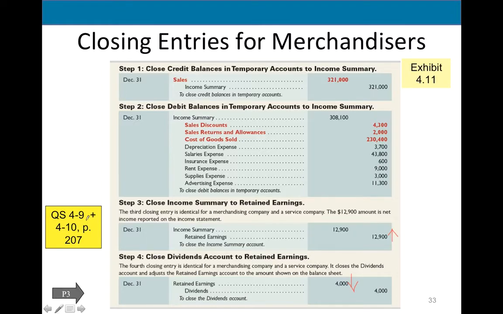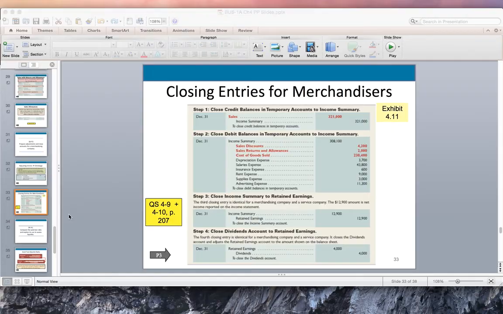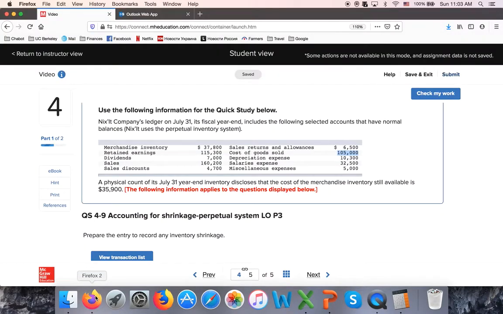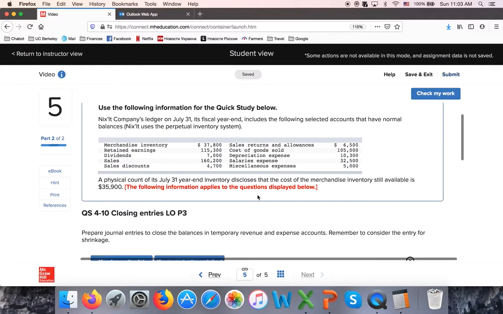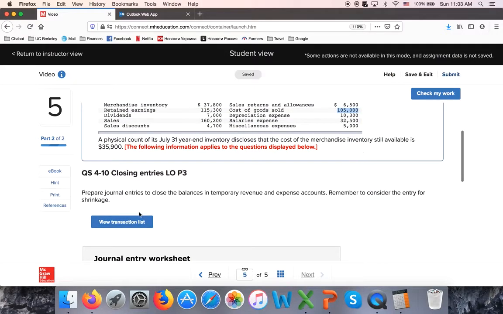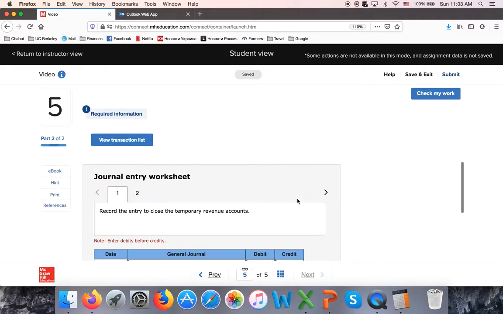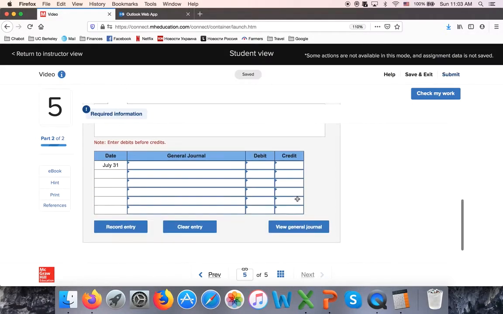Okay, so let's go back to the quick study we just did for 4-9, and it naturally continues into 4-10. So in 4-10, it's the same thing. But remember, COGS is now 106,900, right? After the adjustment. So they're asking us just to do the first two steps. They don't want us to do all 4 closing steps for whatever reason. On the test, I will ask you to do all 4 steps.